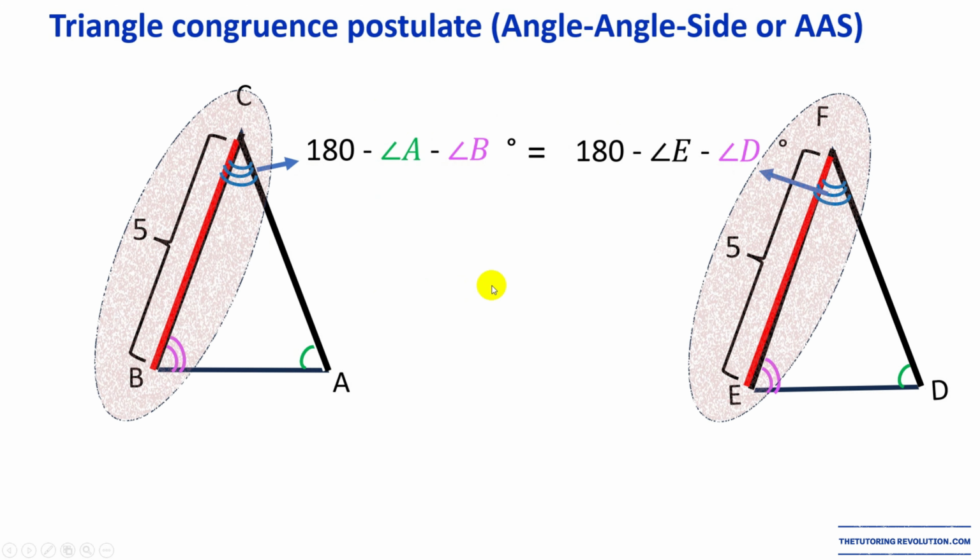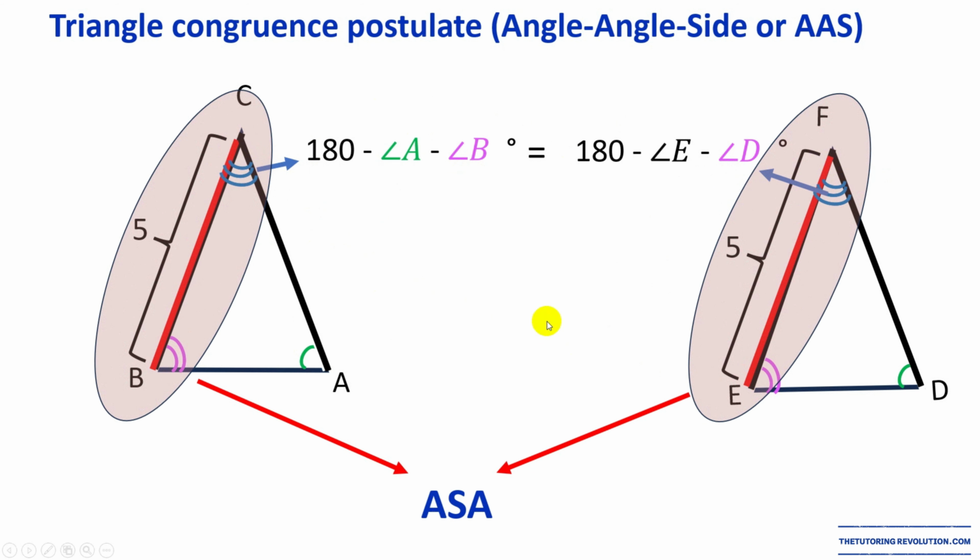So now that we have shown that this third angle is also congruent between the two triangles, we can focus on this part here. This part would be an angle, a side, and an angle. This is an angle, a side, and an angle. So by angle-side-angle, we can say that these two triangles are congruent. So basically, the angle-angle-side theorem or postulate can be proven by the angle-side-angle postulate.